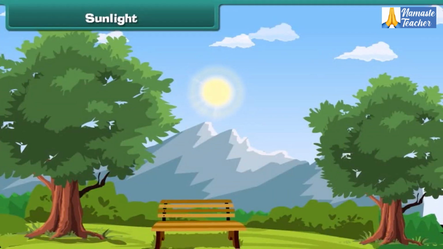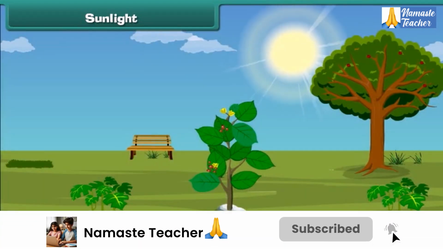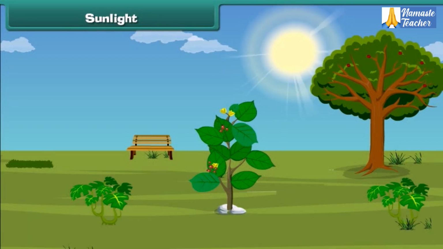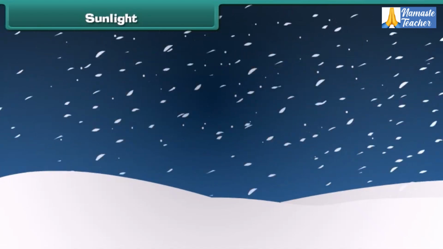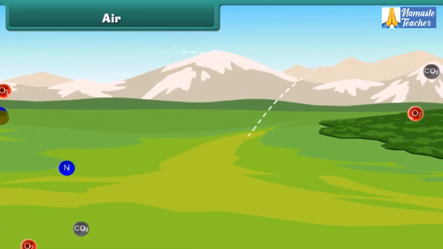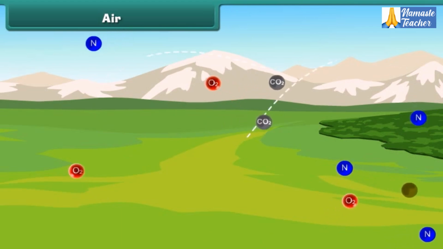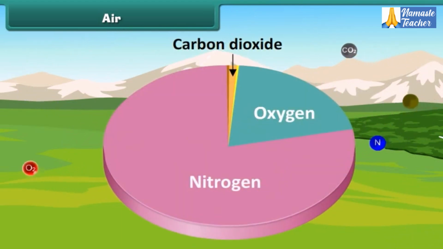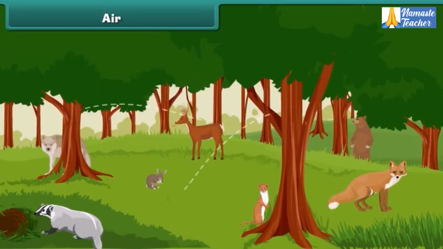Sunlight. Sun is a star that gives us heat and light. It is an important natural resource. Plants use energy from sunlight to prepare food. Without sun, Earth would be very cold, dark, and impossible to live on. Air. Air is another important natural resource. Air is the mixture of gases. It consists mainly of nitrogen, oxygen, and carbon dioxide. Oxygen is essential for the survival of all living things.